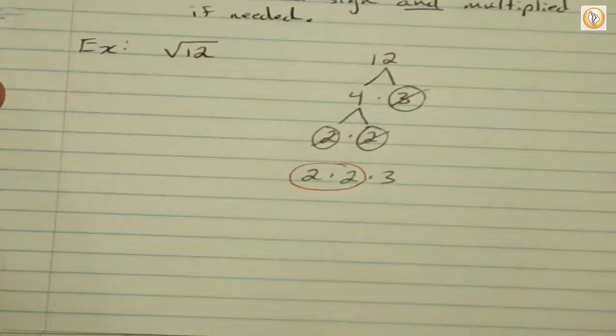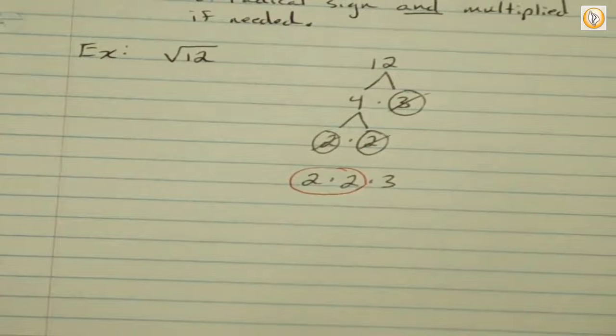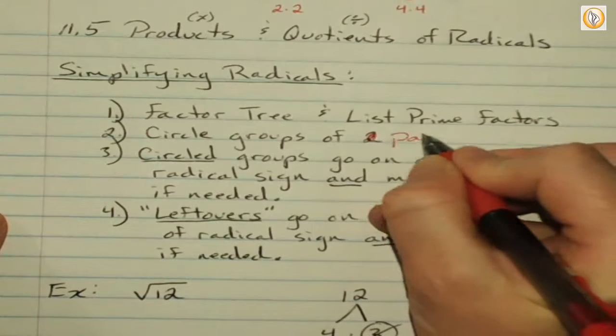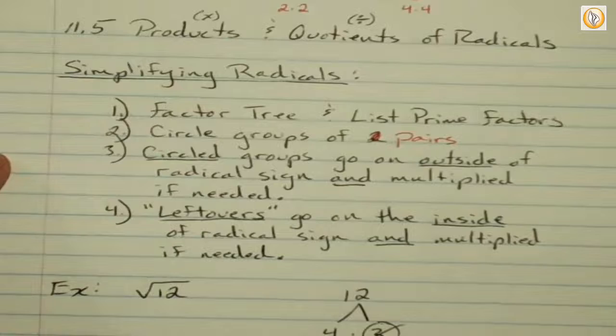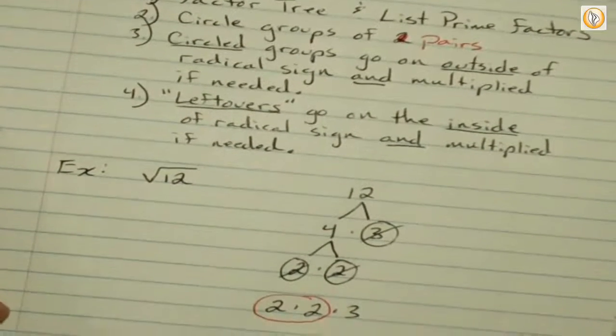That's my only group. Now, they don't mean the number 2. They mean your pairs. Y'all remember that, right? Okay, so you're circling your, I should say, groups of pairs. That would make more sense. Not just the number 2. But y'all understand, I'm assuming.